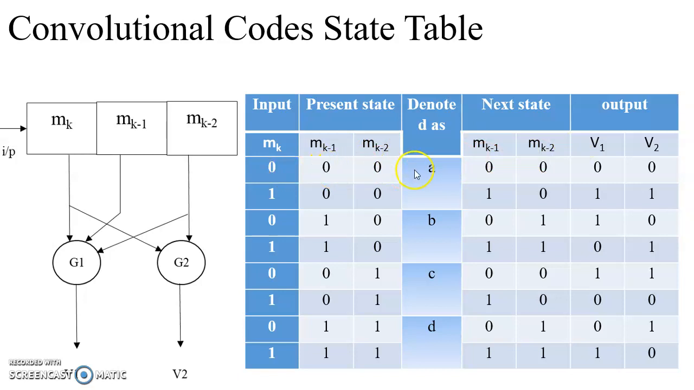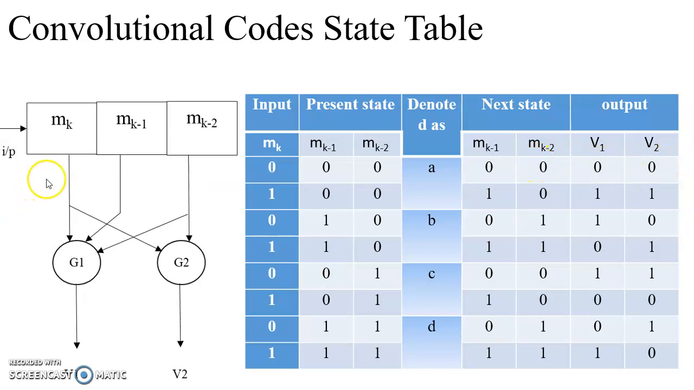Over here we have 4 states denoted as A, B, C, D. 0 0 is denoted as A, 1 0 is denoted as B, 0 1 is denoted as C and 1 1 is denoted as D. For each state, the input 0 and 1 combination is taken. So for B also the 0, 1 combination is taken, C also, and D also the same. Now we have to find the next state and the output.